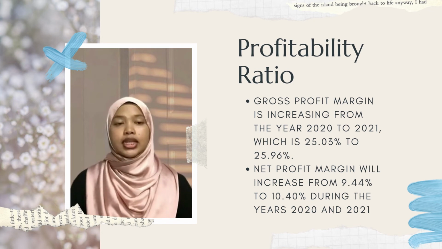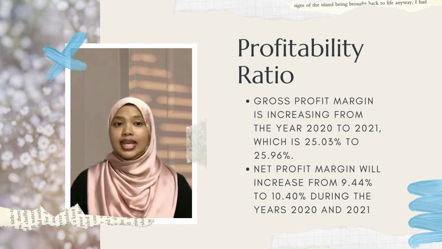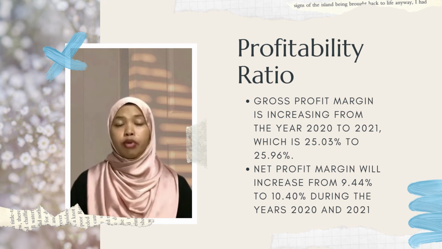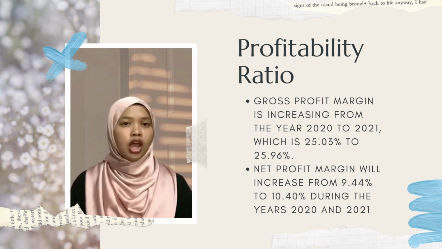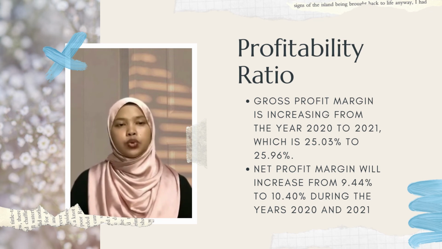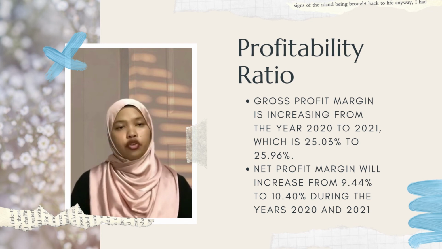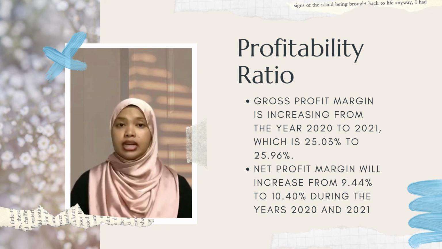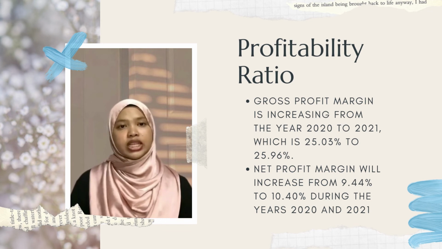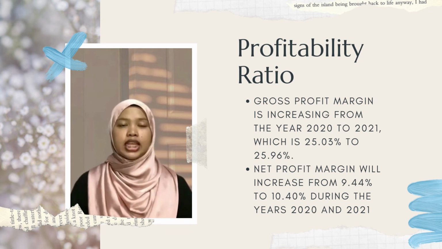Next, the net profit margin also indicates an increase from 9.44% to 10.40% from 2020 to 2021. It means in 2021, for every 1 ringgit of sales generates 10 cents of net profit. A higher net profit margin means the company is more efficient at converting sales into actual profit.